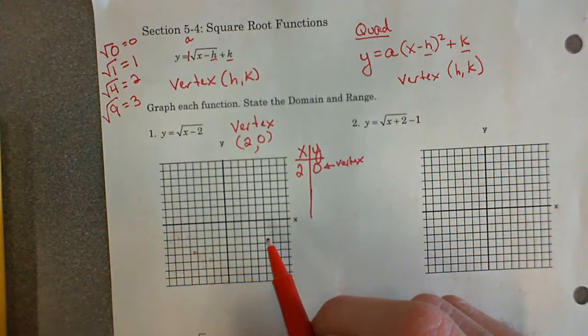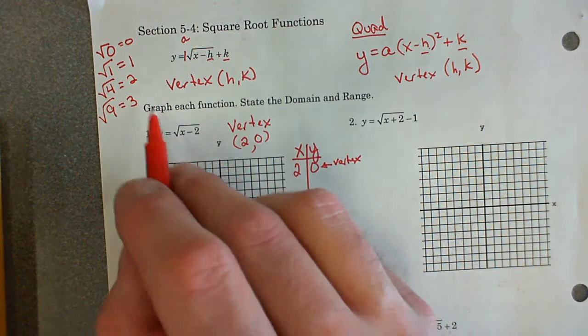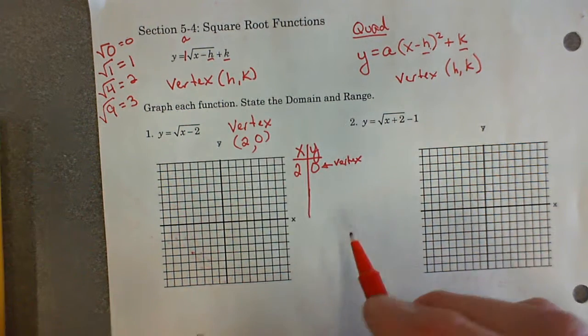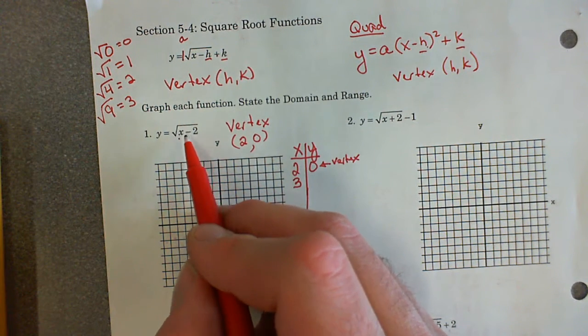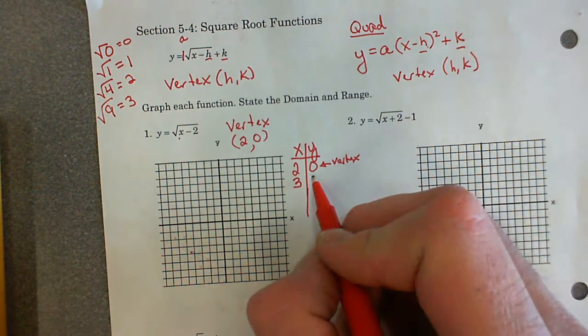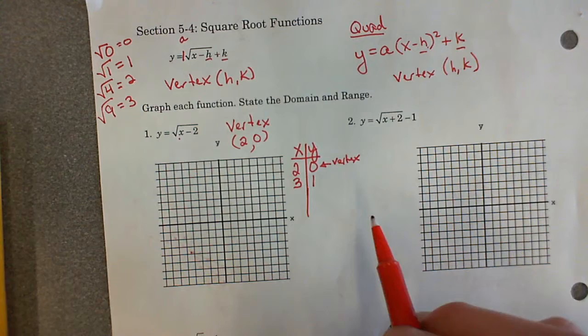We've already done that one. So what number would you plug in for x that would turn the square root into a square root of 1? Well, that would be 3, because 3 minus 2 is 1, and then the square root of 1 equals 1. So the point (3, 1) is a point on our graph.